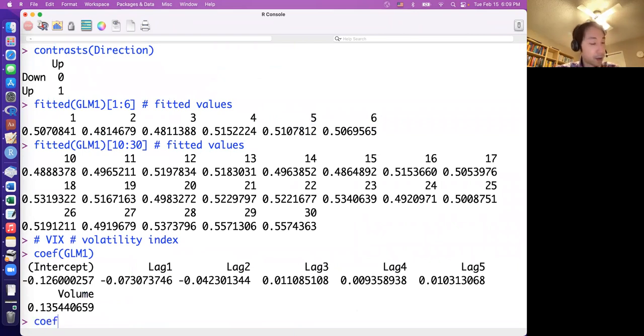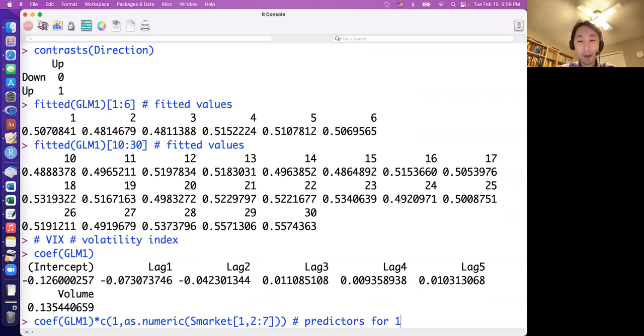So we can calculate using the coefficients of the GLM1. The first one is the intercept, so we multiply the intercept by 1. Then we multiply the predictor values, so numeric stock market values, just the first row. So the predictors for the first observation.